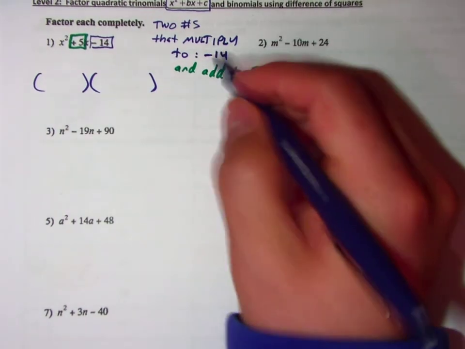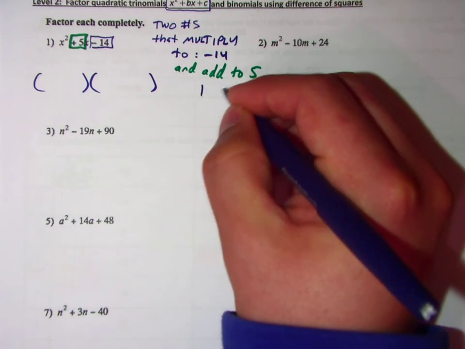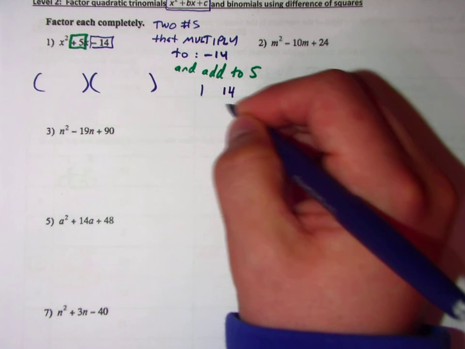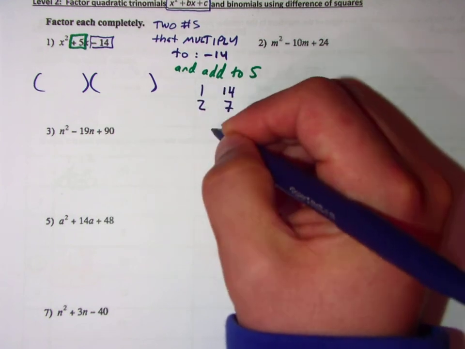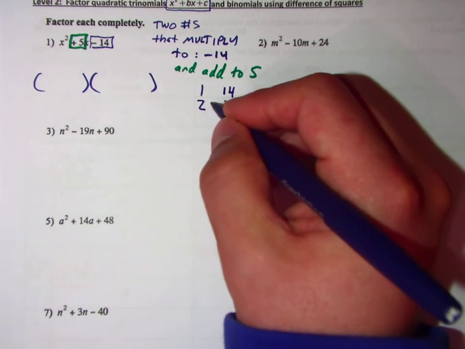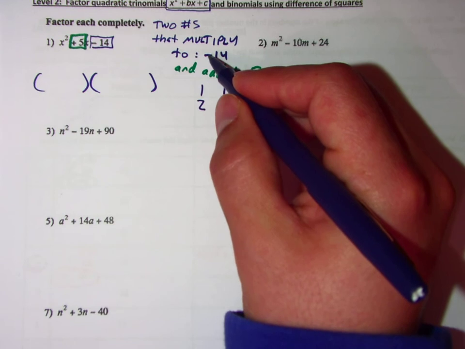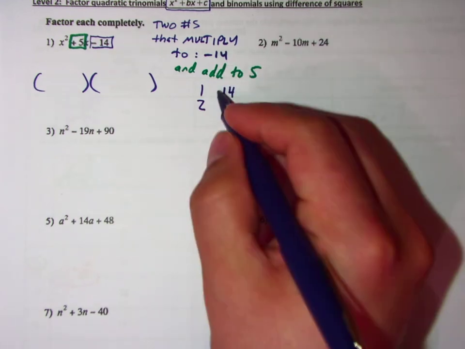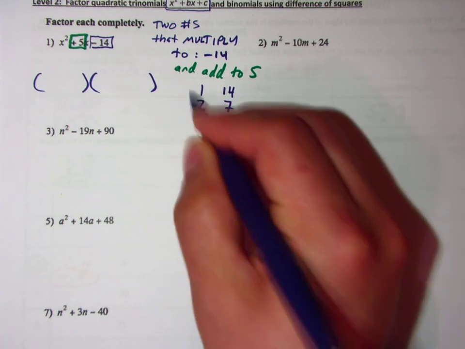So negative 14. So again, I'm going to start with just listing the numbers that multiply to 14. So we got 1 times 14, 2 times 7, 3 doesn't work, 4 doesn't work, neither does 5 or 6, and so we're done. These are the only pairs that multiply to 14. Now, if you want to make it negative 14, then that means one of these has to be negative. Okay? One of these has to be negative.